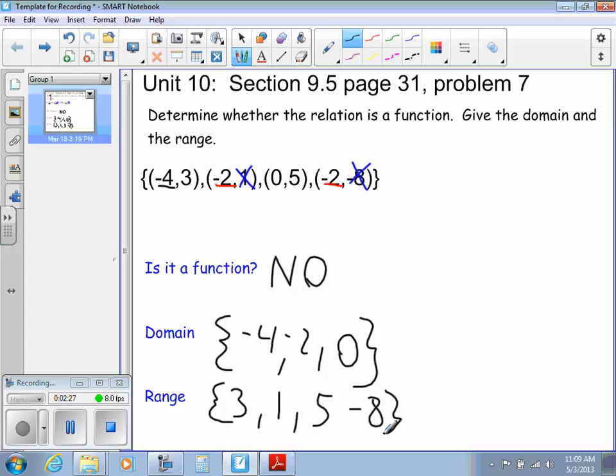Now, I need to write these numbers in order from the smallest to the largest. So for my domain, I'm set. I go -4, -2, 0. That's in order from smallest to largest. Well, my range is not, so I need to fix that. Let me cross this one out, and let me write this the right way.